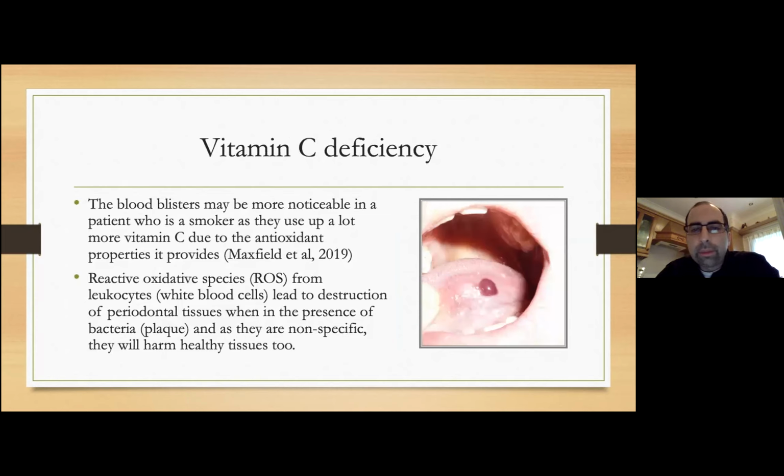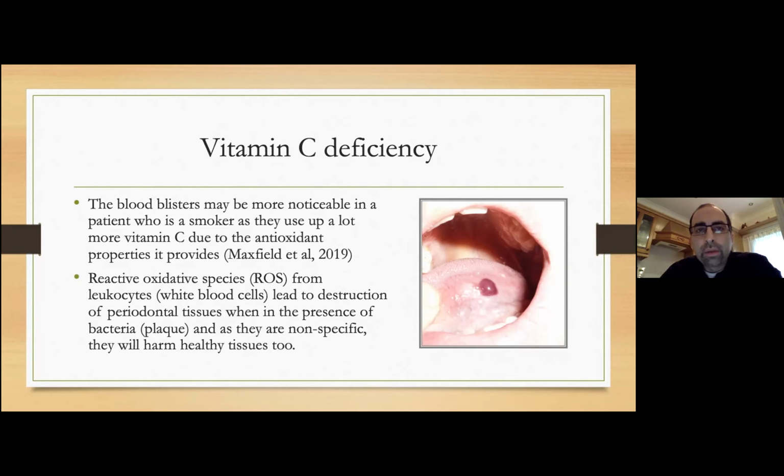This is a picture of a person with a blood blister, I think it's below their tongue, just on the side of their tongue, and you can see a blood blister formed there. Blood blisters may be more noticeable in a patient who is a smoker, because smoking uses up the antioxidant effect of vitamin C, so that there's even more need for vitamin C by the body. So in a smoker, you can see these blisters more commonly than in a non-smoker, because they need more vitamin C, as smoking uses up the antioxidant properties of vitamin C.